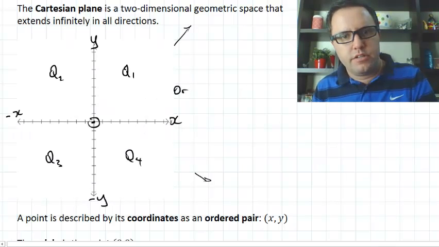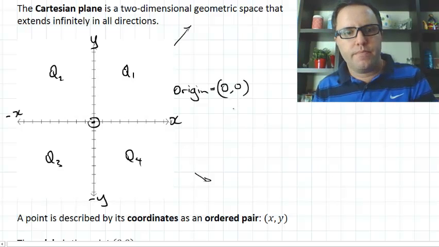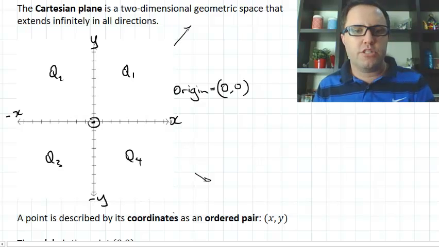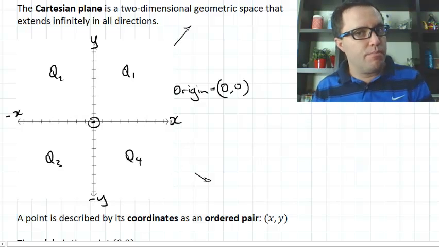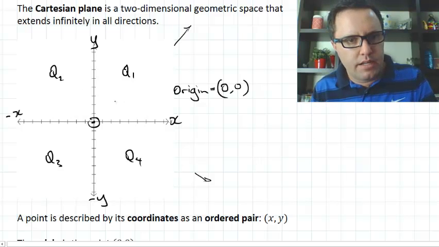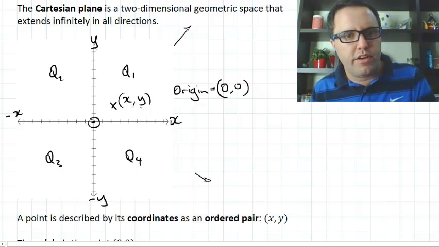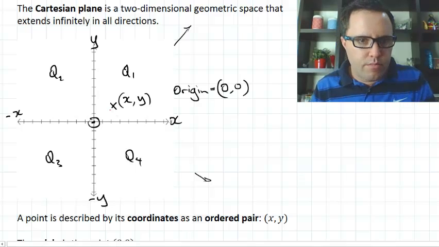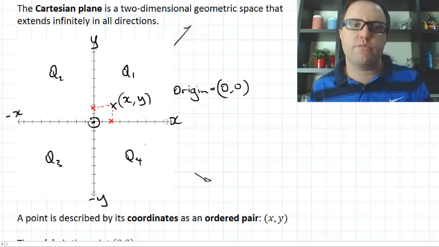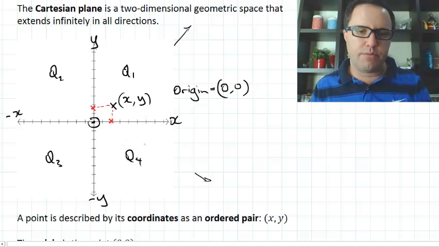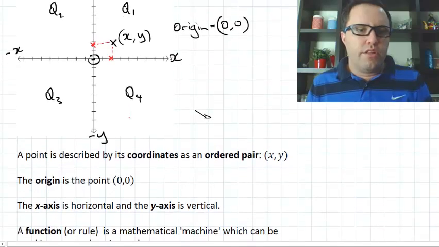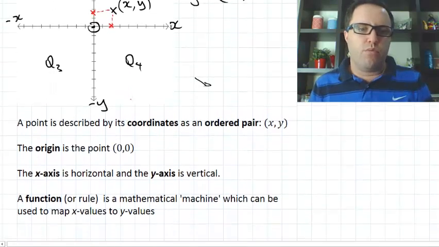So the origin is at the point 0, 0. Now we describe a point by its coordinates as something called an ordered pair. It's a pair of numbers and they're in order because it's important. So this point here we would give as its x value, then its y value. That means at what x value is it and at what y value is it. You'll see that in the worked examples a bit below anyway. So the x-axis, as I said before, is horizontal and the y-axis is vertical.